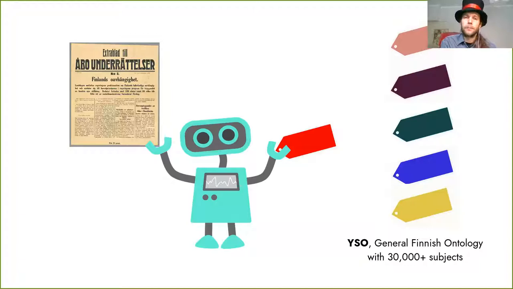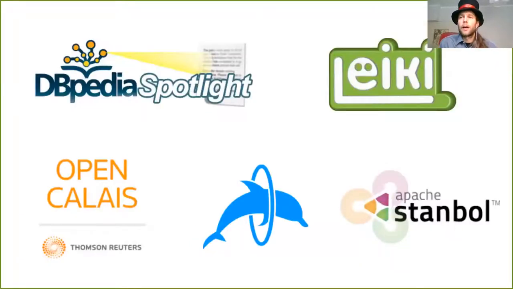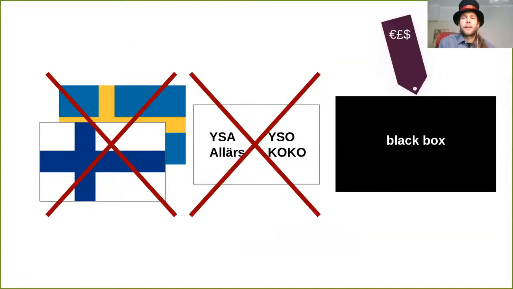And this is not a new idea. Systems like this have been developed at least starting from the 1960s, for example, with the medical subject headings used for medical literature. And there are many tools and products that can do this. But from our perspective as a national library of a small country, they suffer from a few problems.